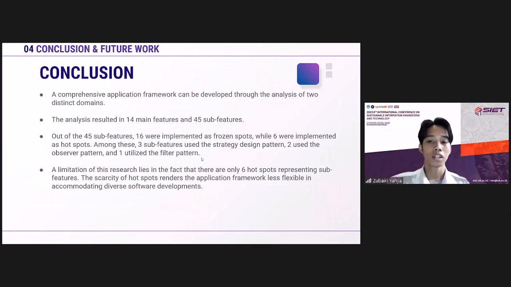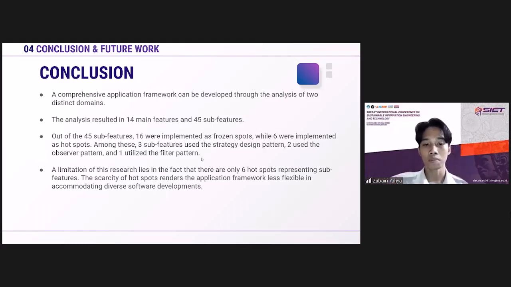Now let's jump into the conclusion of our research. A comprehensive application framework can be developed through the analysis of two distinct domains. The analysis results in 14 main features and 45 sub-features. Out of the 45 sub-features, 16 were implemented as frozen spot, while 6 were implemented as hotspot. Among these, 3 sub-features use the strategy design pattern, 2 use the observer pattern, and 1 utilizes the filter pattern.